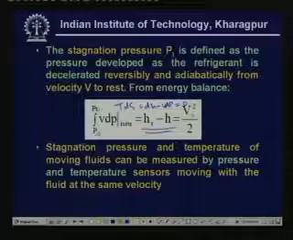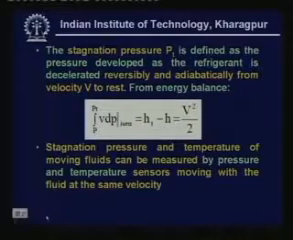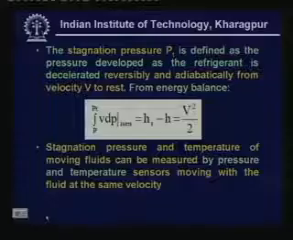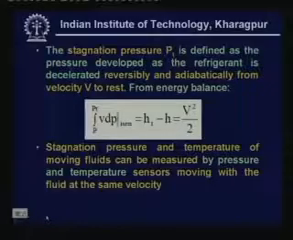Stagnation pressure and temperature of moving fluids can be measured by pressure and temperature sensors moving along with the fluid at the same velocity. So, if we want to find out the stagnation pressure or stagnation temperature of a moving fluid, only moving fluids have stagnation properties. So, you have to have the sensors which move along with the fluid at the same velocity as that of the fluid. Okay. So, the measurements recorded by these sensors moving at the same velocity will give you the stagnation pressure and stagnation temperature.